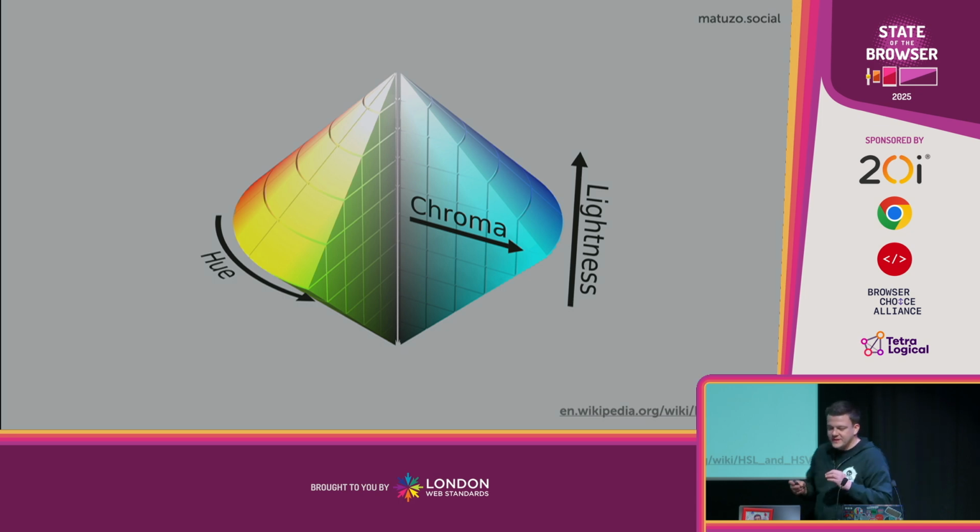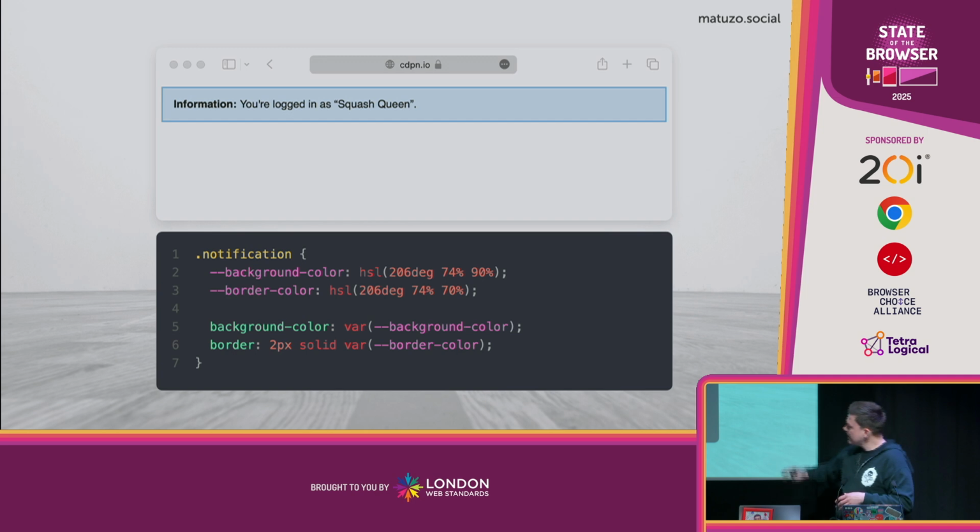And HSL is especially great if you're working with custom properties in CSS. So let's take this notification component, or as I like to call it, a div, that I built. I made a custom property for the background color and one for the border color, and I'm applying it for the respective properties. And this code is fine, right? But it can be improved because, as you can see, the hue is the same, the saturation is the same, and only the lightness is a bit different.